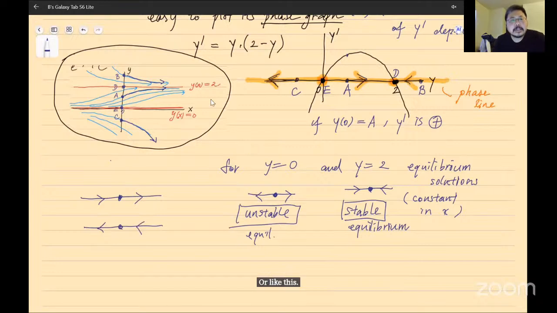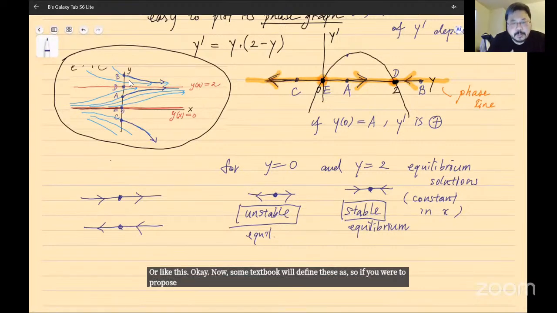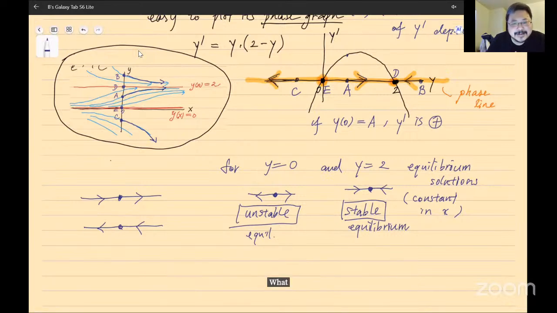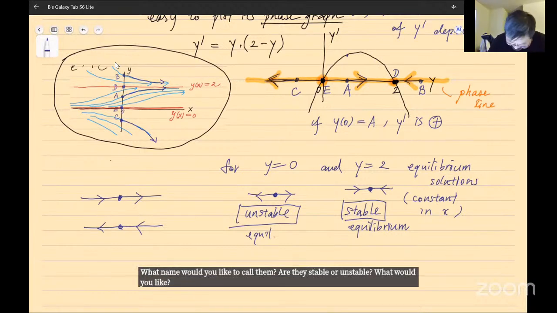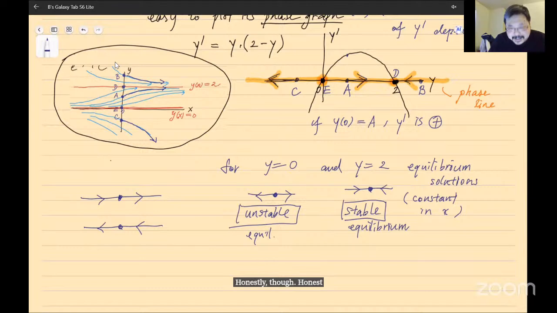Okay. Now, some textbooks will define these as... so if you were to propose a name for this, what would you call these? What name would you like to call them? Are they stable or unstable? What would you like? Unstable. Unstable. So these, I'm going to classify them all as unstable.